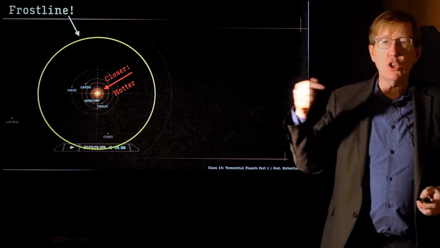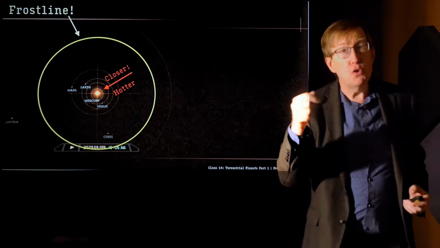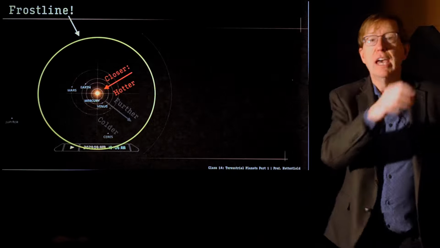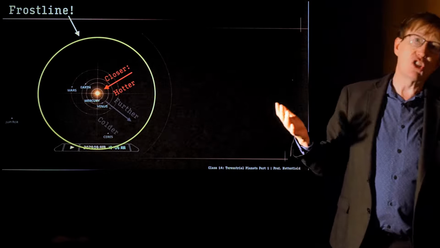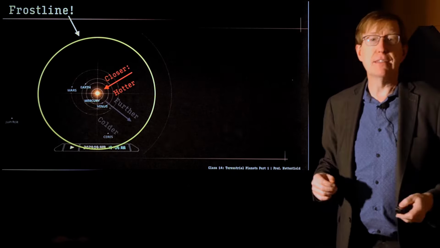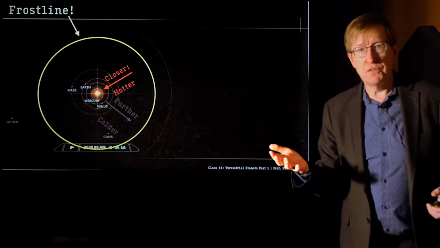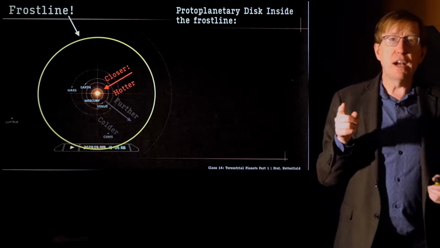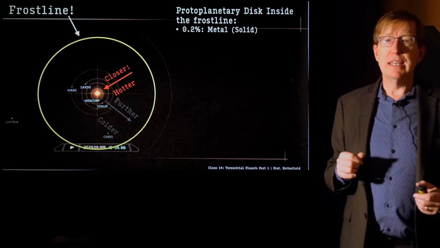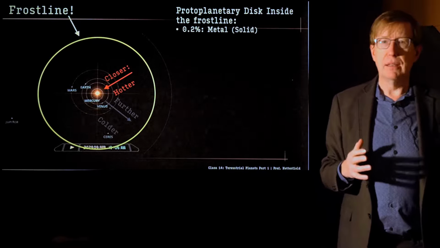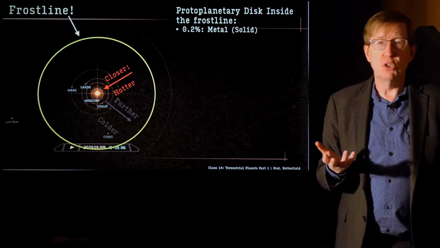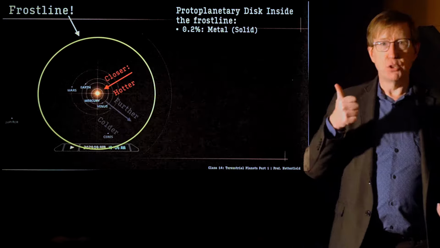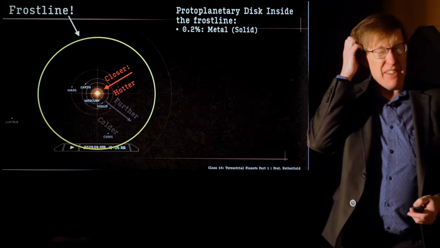Here's how it works. As you get closer to the sun, it gets hotter. As you get further from the sun, it gets colder. Well, that makes sense. Closer to the sun is hotter, further from the sun is cooler. Inside the frost line, the protoplanetary disk is made of about 0.2% metal, and the temperatures are low enough, below hundreds of degrees, so that the metal is a solid. Great. 0.2%. That's not very much.